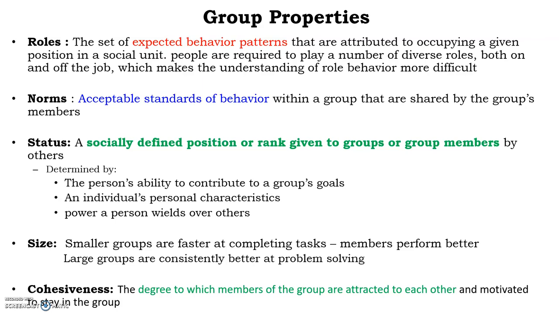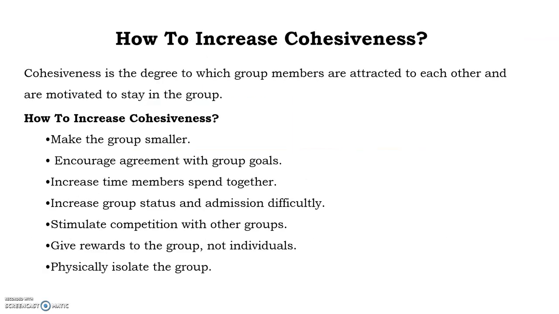Cohesiveness is the degree to which members of the group are attracted to each other and motivated to stay in the group. How to increase cohesiveness? If the group size is smaller, the people may be attracted to each other, therefore the group cohesiveness is better. If everybody is agreeing with the group goals, then there is a possibility of cohesiveness. If the members of the group spend time together, then there is a possibility of cohesiveness amongst the members.